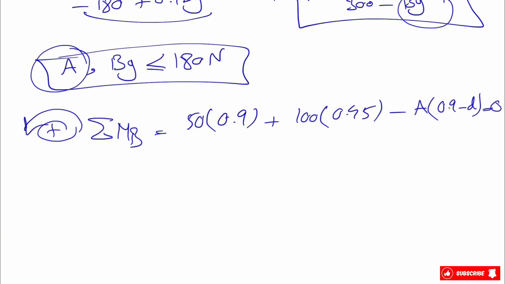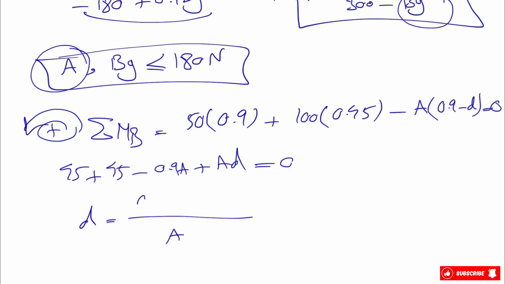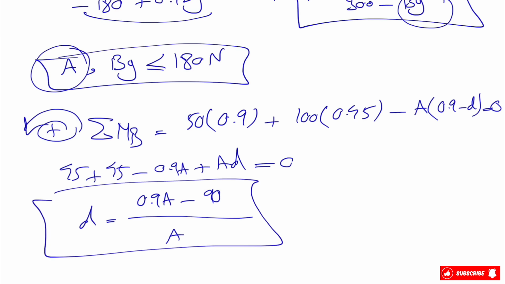From the first one, we have 45 plus 45 minus 0.9A plus AD. If we want to find D, the terms go to the other side with a positive sign, and 45 plus 45 will be negative. And that's the second condition. So we found these two, and what we need to do now is use our two values that we have for A and B.